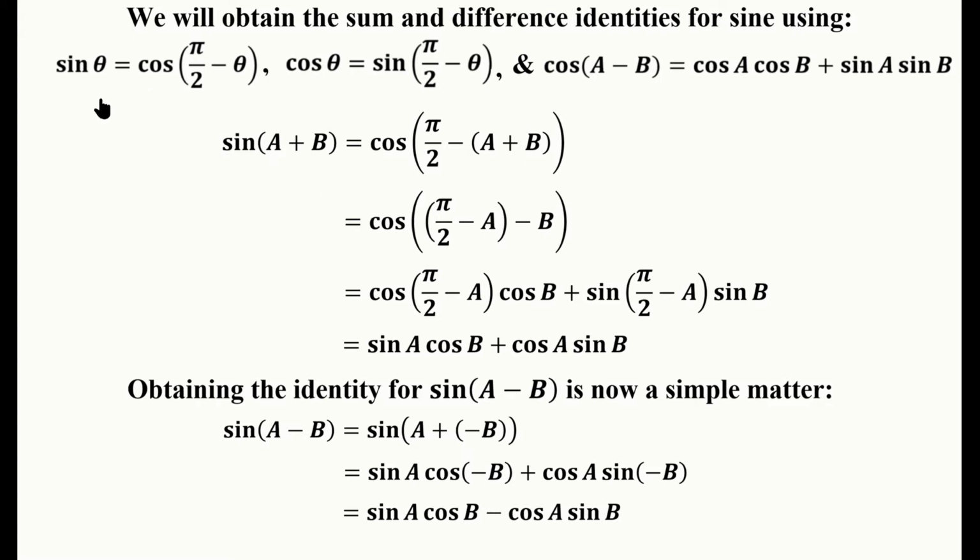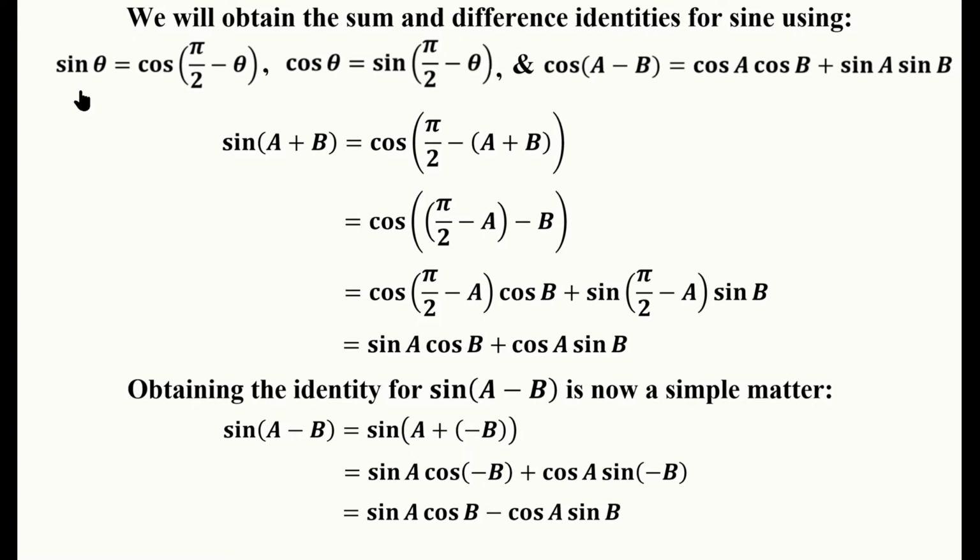We're going to be using these co-function identities here, which we also went over in our previous video, and that was basically setting up for their usage in this video. And we'll also be using this cosine of a difference identity to come up with the identity for sine of a plus b.